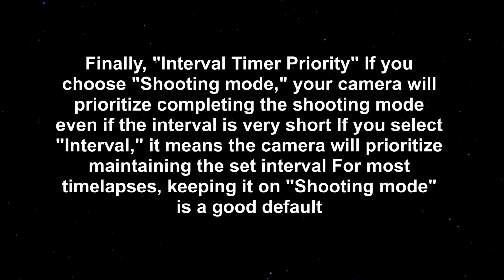Finally, interval timer priority. If you choose shooting mode, your camera will prioritize completing the shooting mode even if the interval is very short. If you select interval, it means the camera will prioritize maintaining the set interval for most time lapses. Keeping it on shooting mode is a good default.